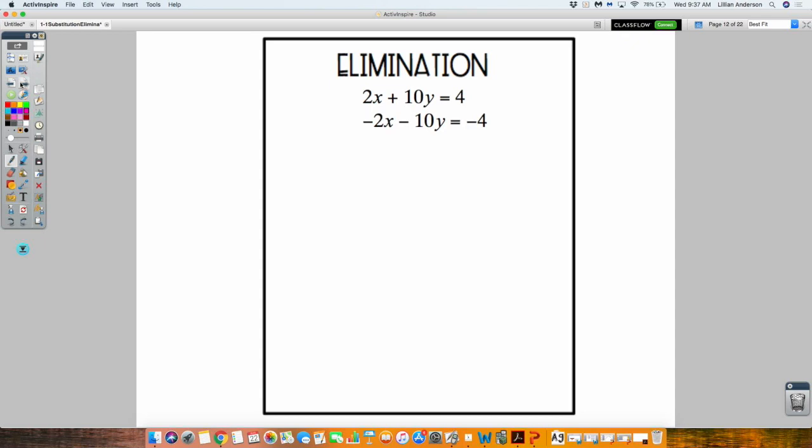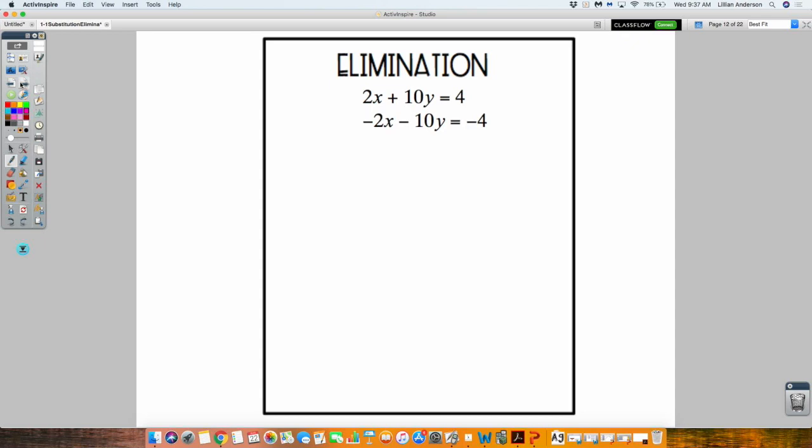If we look at this example here that I want you to add to your ivory colored sheet, we have 2x plus 10y equals 4, and then negative 2x minus 10y equals a negative 4. Okay? Your goal is to eliminate one of the variables. In order to eliminate, one needs to be a positive, one needs to be a negative, and they both need to have the same, essentially, coefficient. So in this particular problem, I have a positive 2x and a negative 2x that are going to eliminate.